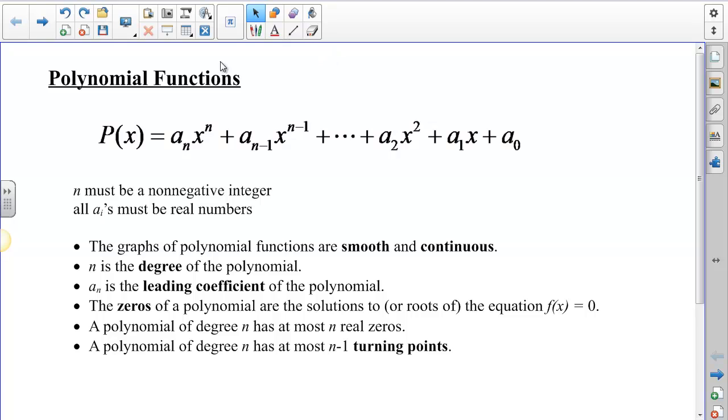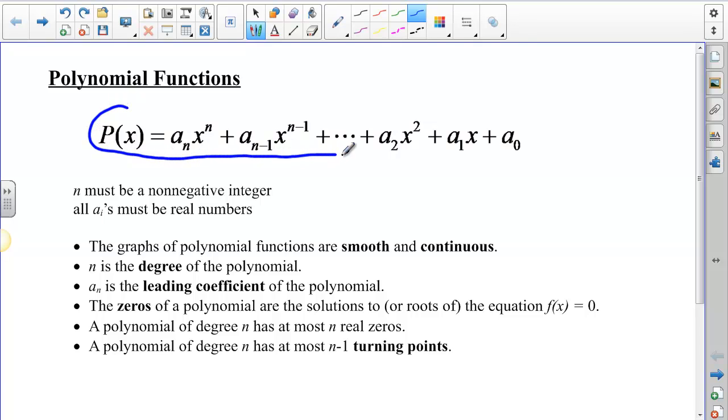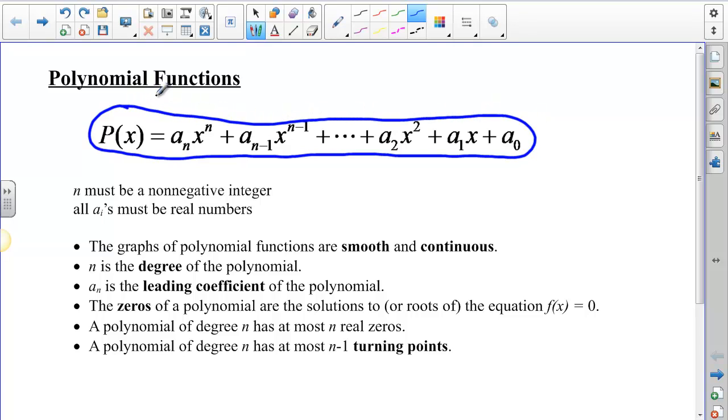So first things first, when we're looking at polynomial functions, we have this nice, interesting, and somewhat confusing statement or formula. And all this is trying to say is that polynomial functions are of the form p of x. You could use f of x or g of x, it doesn't matter. A sub n is the coefficient of the nth term. A sub n minus 1 is the coefficient of the n minus 1 term, and so on and so forth. And it starts with n and then goes all the way down to 1 here and 0 here.